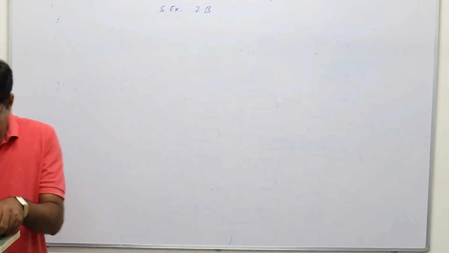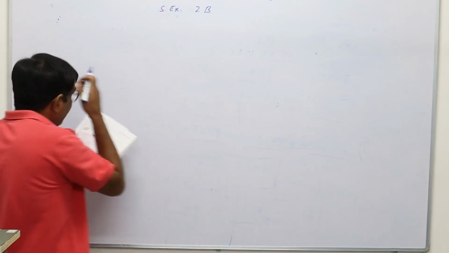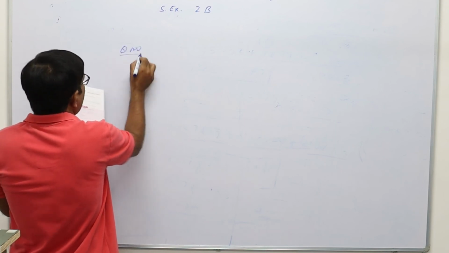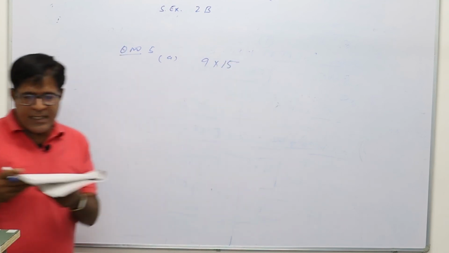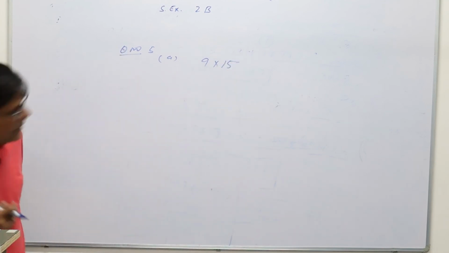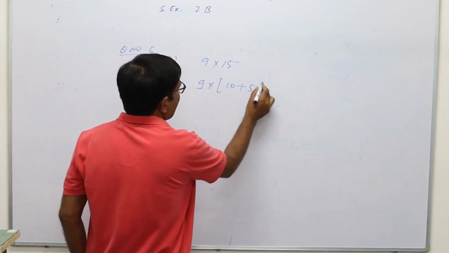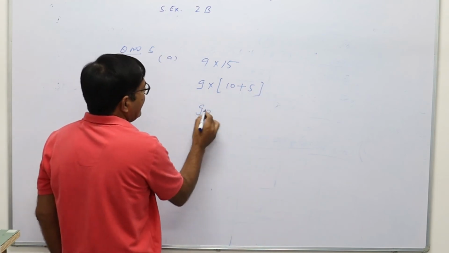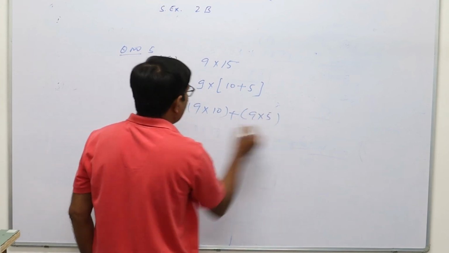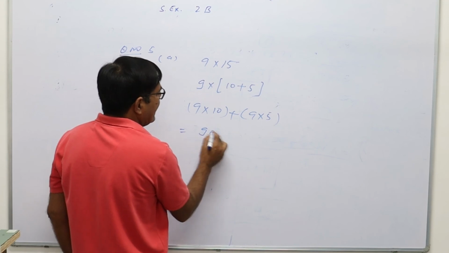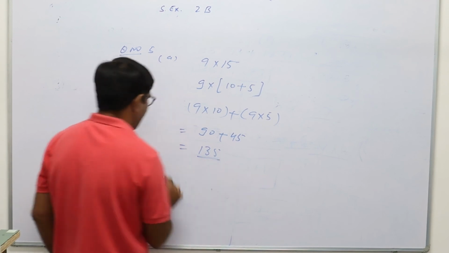Then last question. Use the distributive property to find each product. So question number 5 first. 9 into 15. Using distributive property, we have to find the product. So we can write 9 into 10 plus 5. First you have to write 9 into 10 plus 9 into 5. So it will be equal to 9 into 10, 90 plus 9 into 5, 45. So it will be equal to 135.